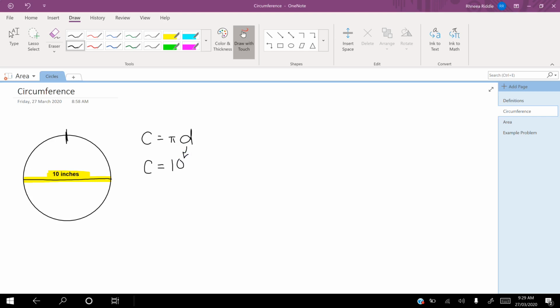And like I said previously, we're going to be using 3.14 for pi. So 3.14 times 10, which should be pretty easy math for us because we only have to move over the decimal one place to get 31.4 inches. And that is how we find our circumference for this circle here.